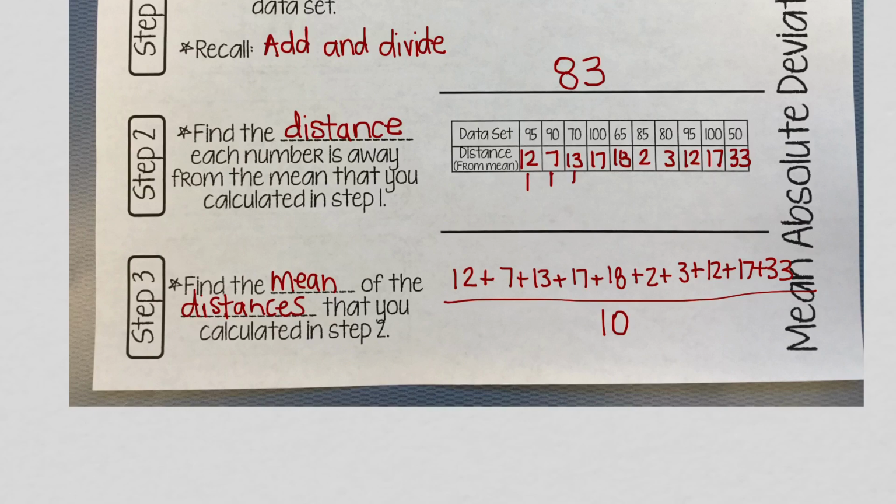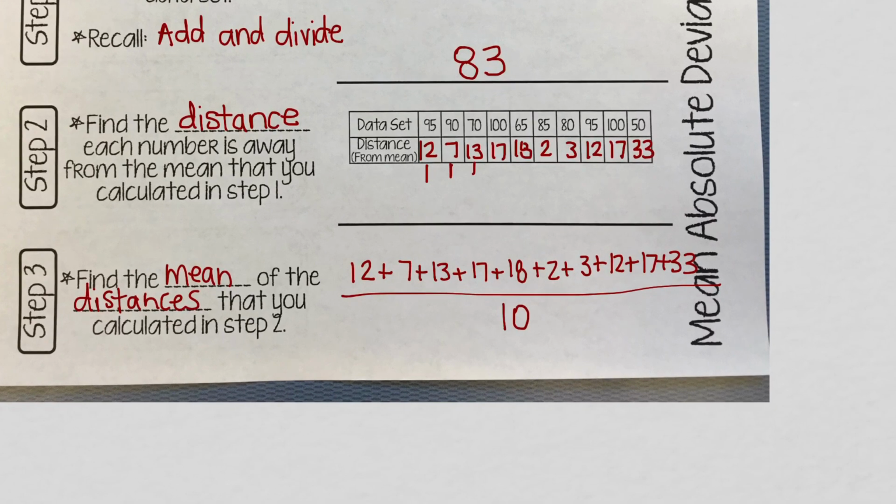Okay, now go ahead and use your calculator. Let's put in 12 plus 7 plus 13 plus 17 plus 18 plus 2 plus 3 plus 12 plus 17 plus 33. What do I get? 134. So I get 134 over 10. So divide 134 by 10, and what do you get? 13.4. That is my mean absolute deviation.